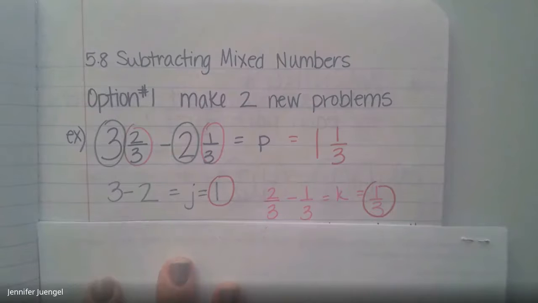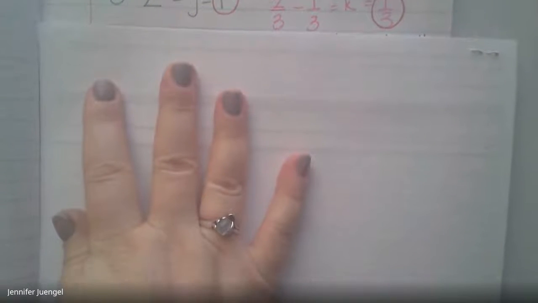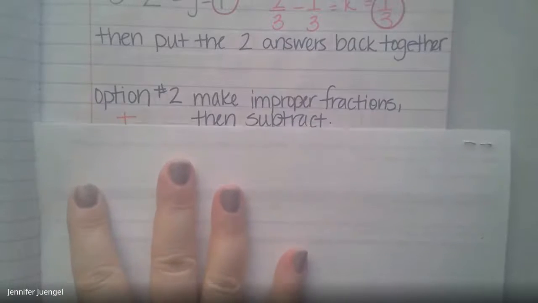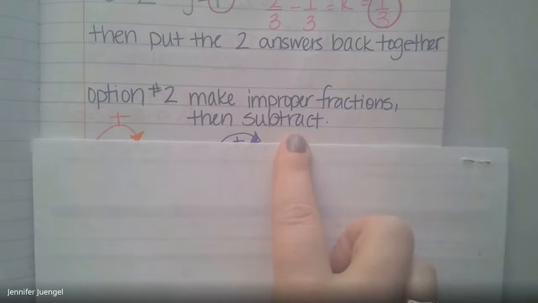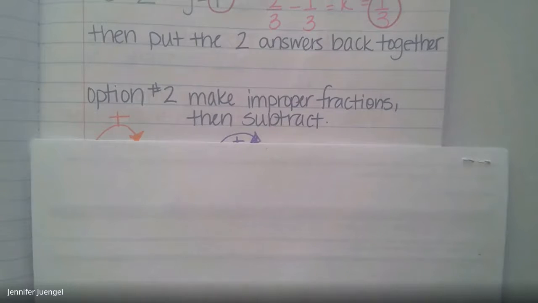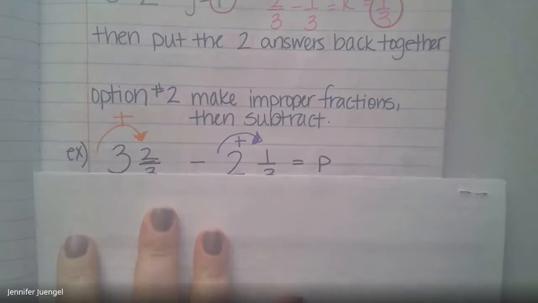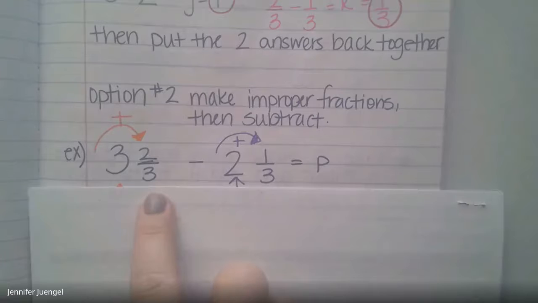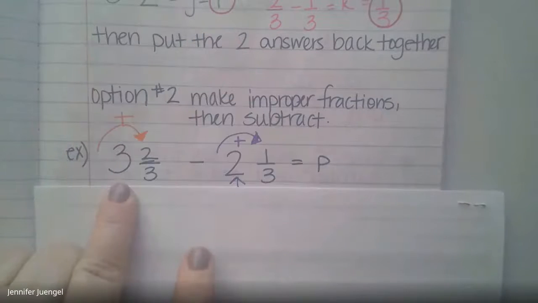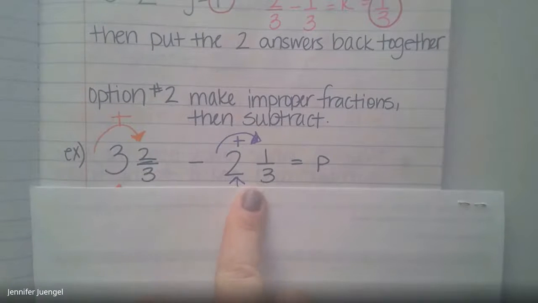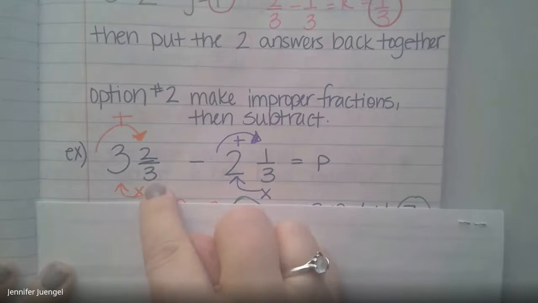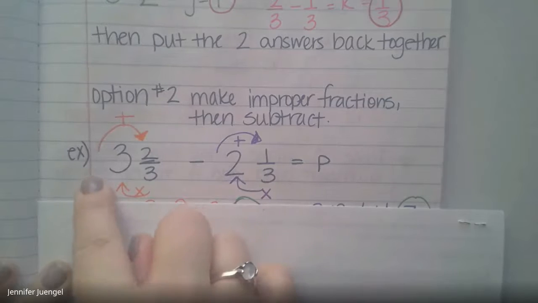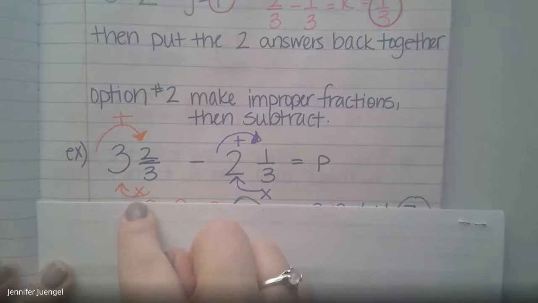There's also another way, just like there was with adding. The second way is, you guessed it, option number 2: make improper fractions and then subtract. So remember that strategy of rock around the clock. We're going to rock around the clock and create new fractions. Same problem, 3 2/3 minus 2 1/3. First, we go to the denominator and we rock around the clock clockwise, multiplying along the way.